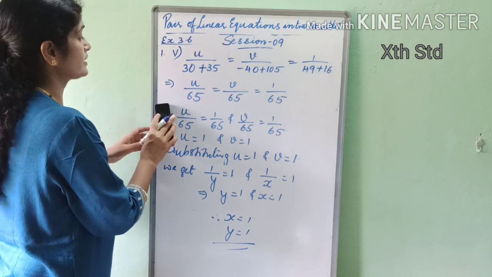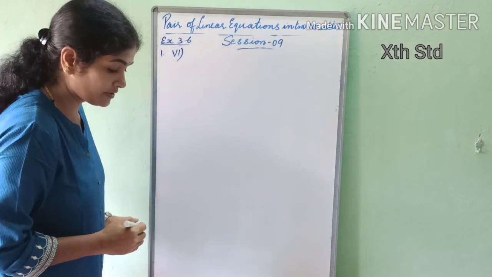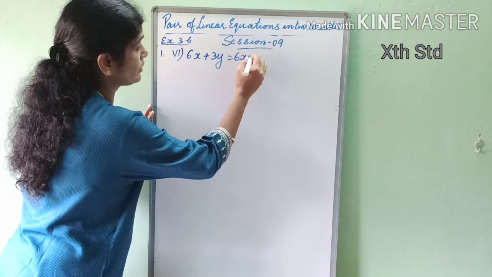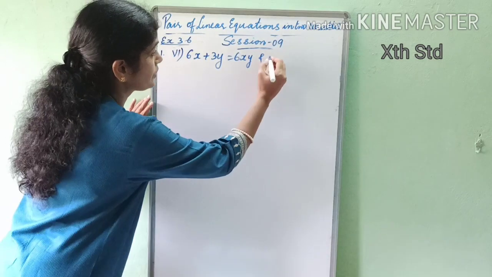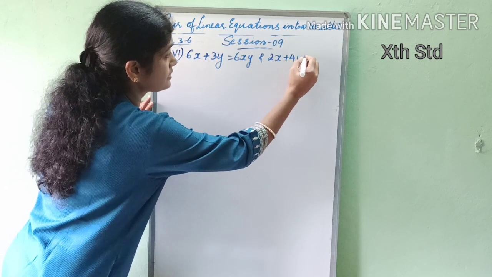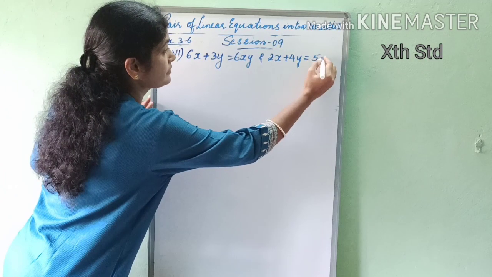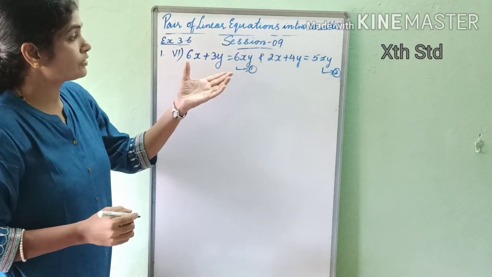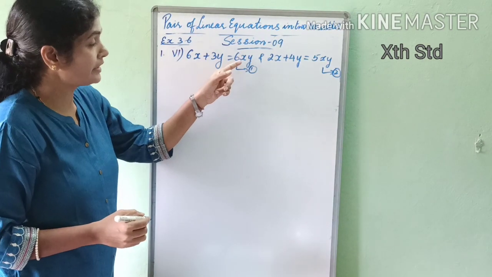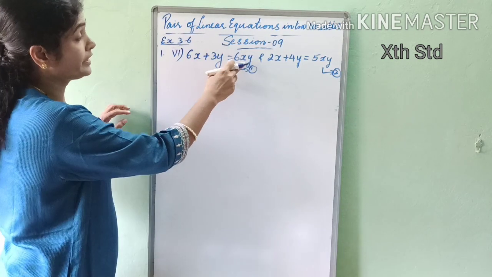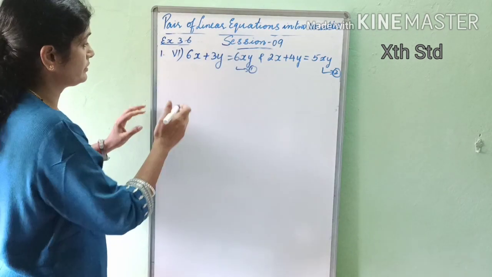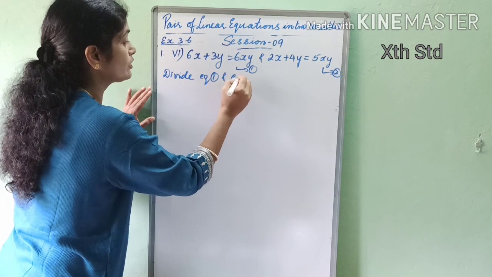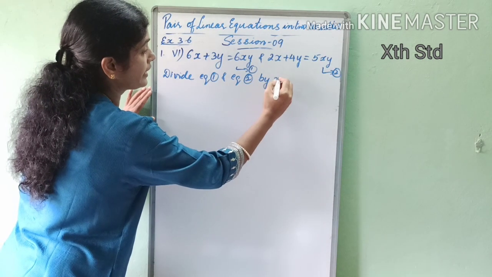Moving to the next, sixth question. The question is 6x plus 3y is equal to 6xy, and the other equation is 2x plus 4y is equal to 5xy. This is your equation 2 and this is your equation 1. So you can divide both equation 1 and 2 entirely by xy on both sides, because in LHS and RHS both you are having the variables. So divide equation 1 and equation 2 by xy.